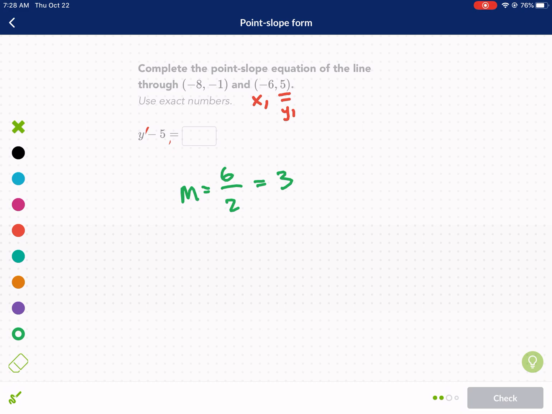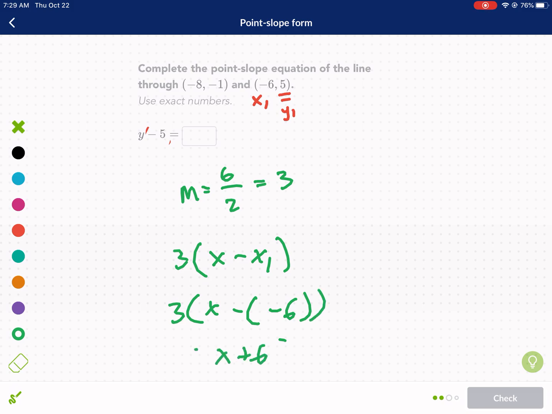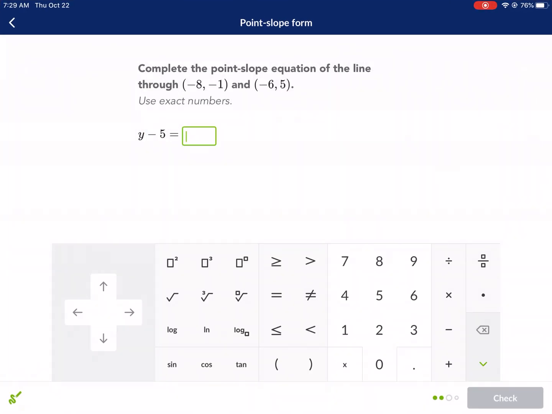Now this is a little bit different. So we have our slope times x minus x1. Now we have x1 is a negative, so we have x minus a negative 6. That's the same thing as x plus 6. So then I change it to 3 parentheses x plus 6. A lot of people like to think of it as it's the opposite of the point. So if it's a negative 6, it's plus 6. For point slope form, if it's a positive 6, it's minus 6.